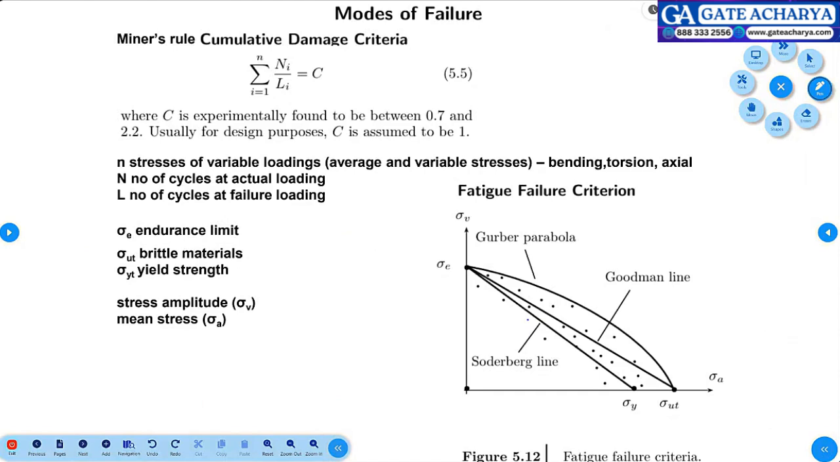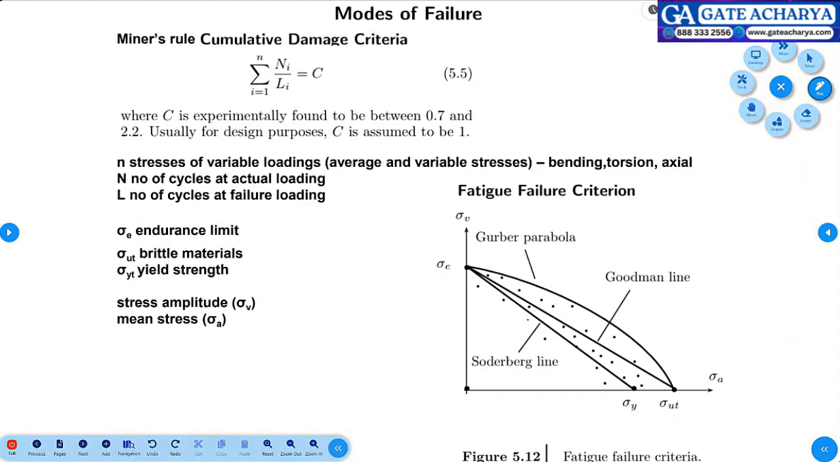Capital N is the number of cycles at actual loading. Then Li is the number of cycles at failure loading. Failure will be at some other point. Actual load will be our day of operation. So divide both. Say, for example, you are doing it for bending. Add it with torsion, then add it with axial, and equate it to C. This C value has been found between 0.7 and 1, and find out what is the cycle for the given loading. How much will it withstand?